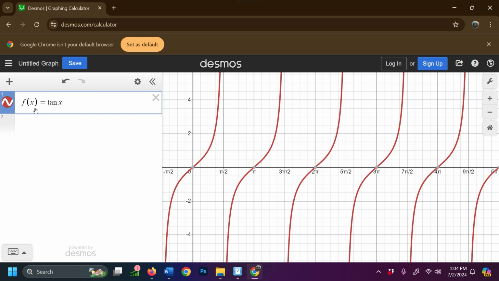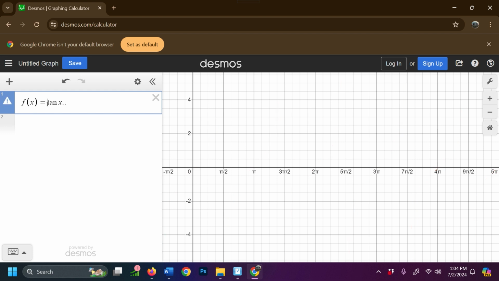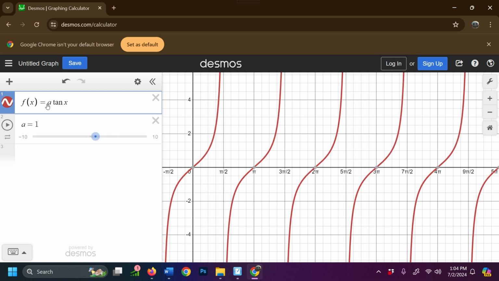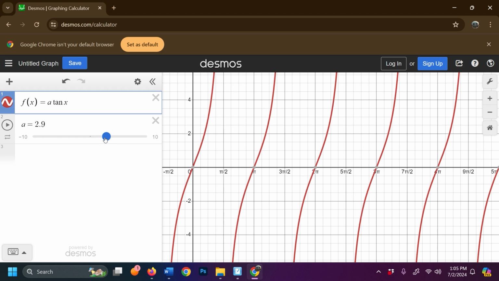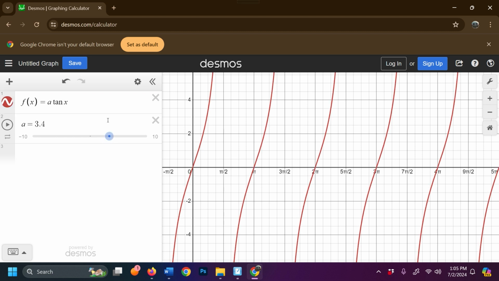Now, I said there was no amplitude on tangent and cotangent, but just to show you what that a value does out front, I'm going to put an a in here, and I'm going to put a slider there. When I grab this slider and a gets bigger, you'll see that it looks like it's stretching out. So remember, amplitude is a stand-in for the vertical stretch.